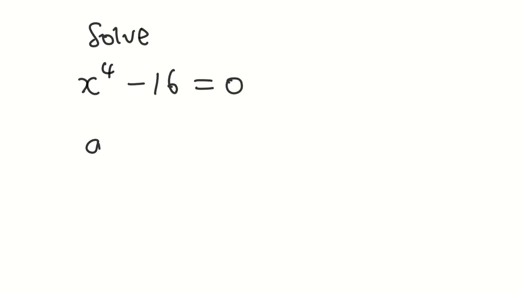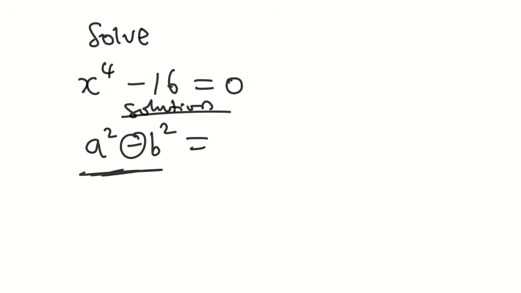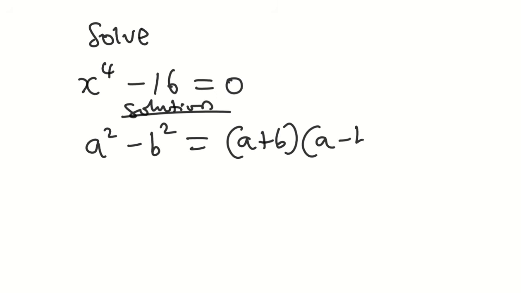If you have a raised to the power 2 minus b raised to the power 2, if you're using difference of two squares, this will become what? A plus b, and then what? A minus b. So that's what I'm going to be using here. But you might be wondering, we don't have a square here, neither do we have a square here, but we can do that.